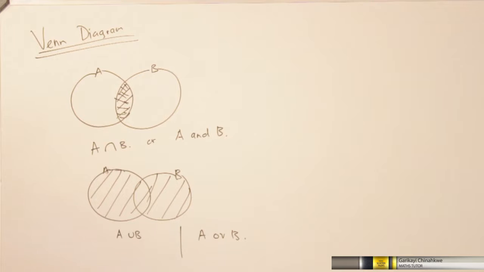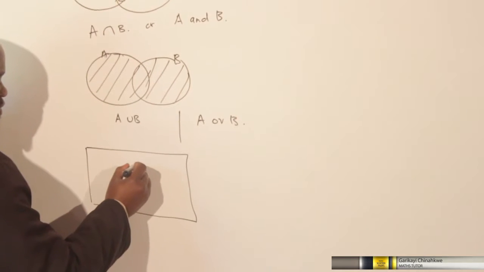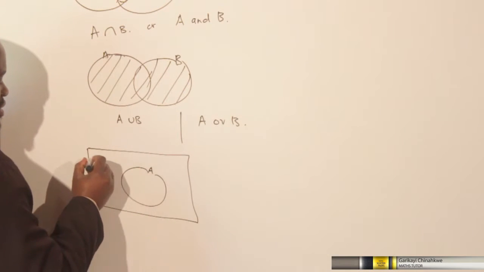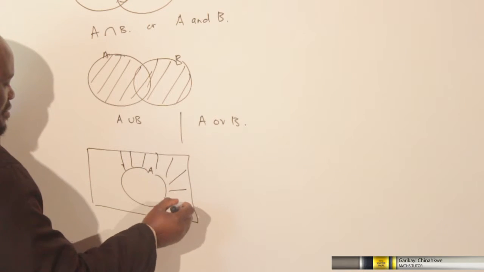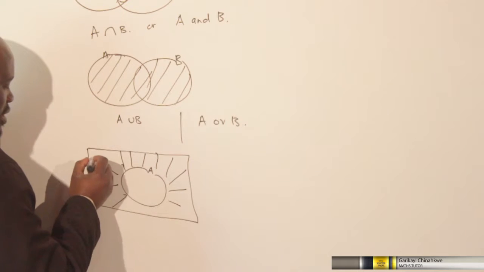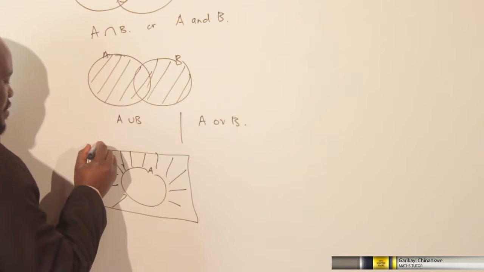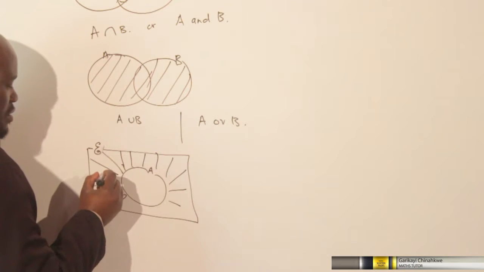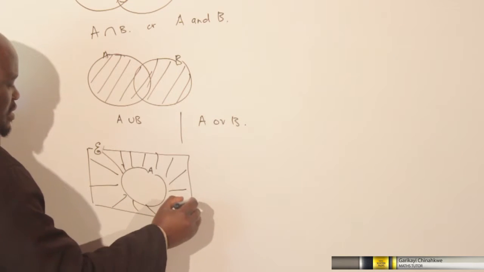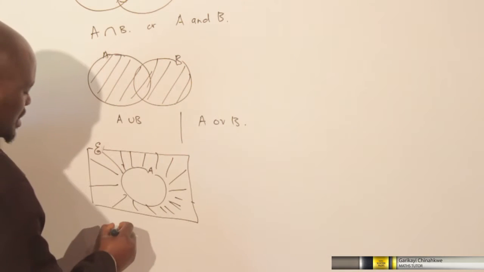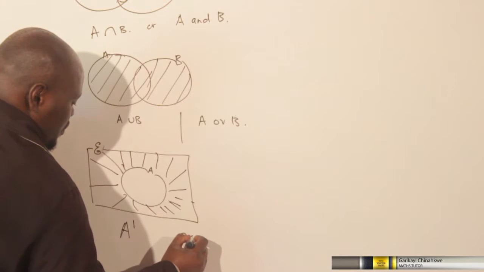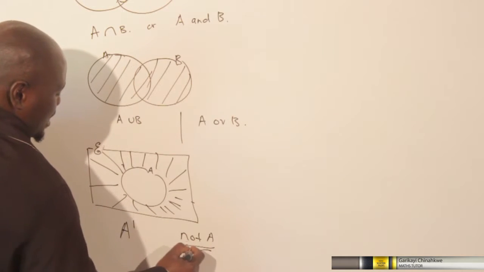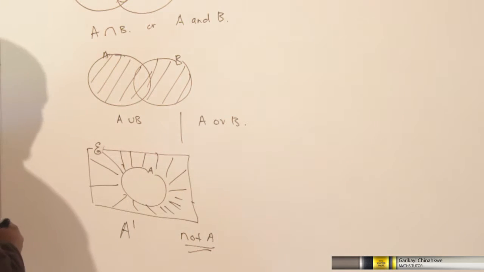That's the event. All right, and then I'm going to write this again. Let's say this is event A, and this is the universal set. I'm going to shade outside A. Where I've shaded outside A, we call it A complement, or in other words, it is not A. A complement is not A.